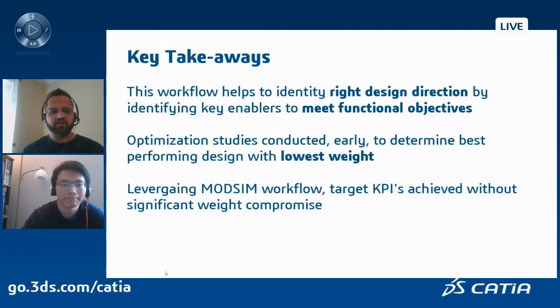So by identifying key enablers to meet functional objectives, and this can be done by setting up a DOE very early in the stage to determine the best performing design with lowest weight. This can be done by applying enablers that improve the design. Specifically for this workflow, target KPIs were achieved without any significant weight compromise compared to just cage optimization on the baseline model.